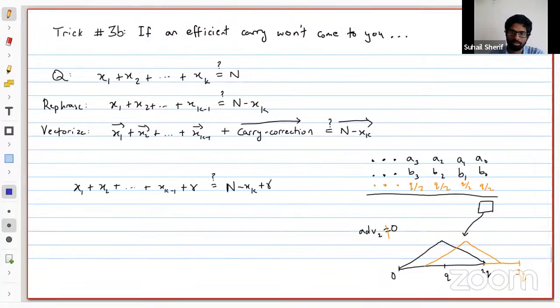That's another trick. This trick comes from Ben Green, and it's very useful for us.